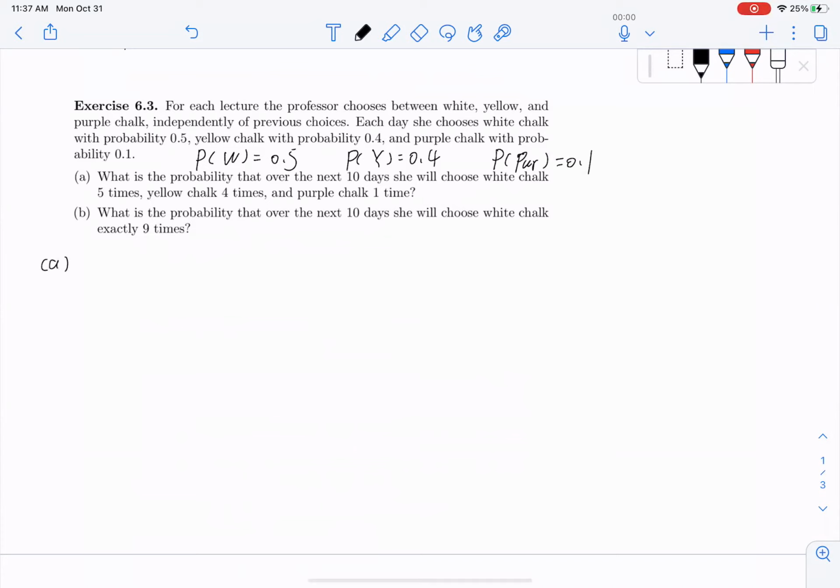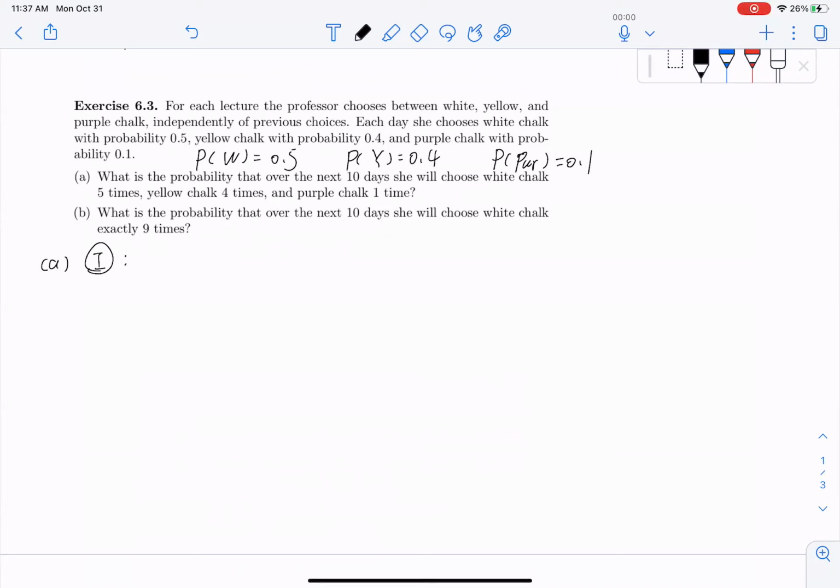So for A, what's the probability that over the next 10 days, she will choose white chalk 5 times, yellow chalk 4 times, and purple chalk 1 time? So for this, first we can do it like previously. To do this question, we just calculate the probabilities of this event and use some combination numbers. And I'm also going to show another method, which uses the multinomial distribution you might have learned from class. So let's look at the first solution.